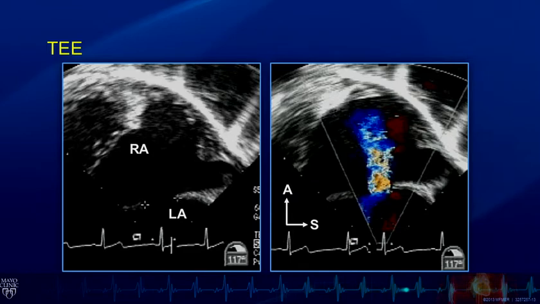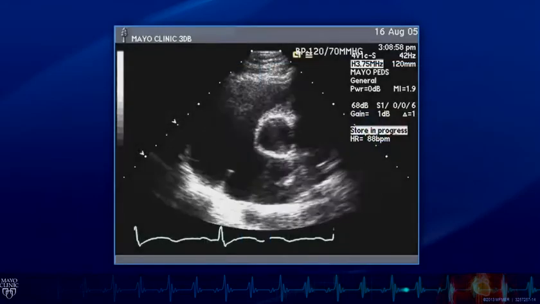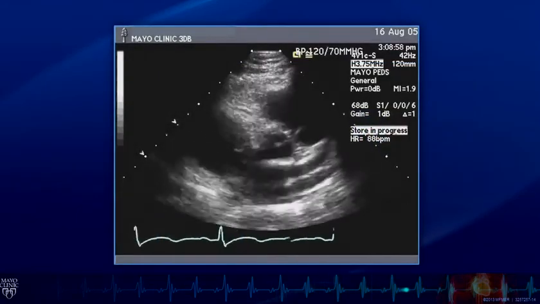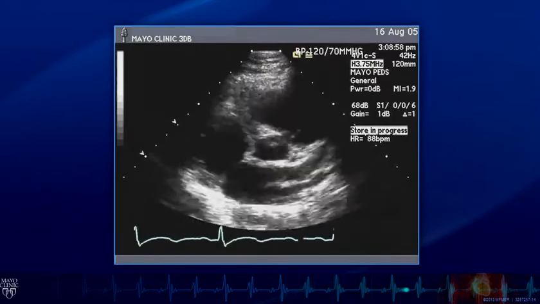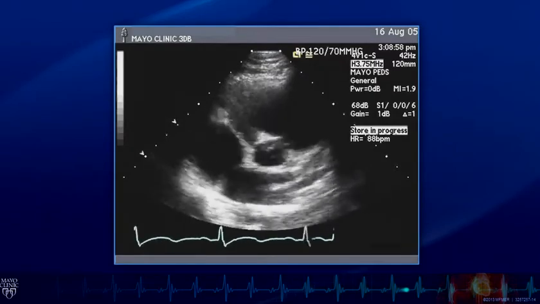Transesophageal echo is the gold standard. We do see the defect in the atrial septum, and color flow confirms. Let's now look at these slides and moving echocardiogram pictures. This is the same patient that we saw in still shot.